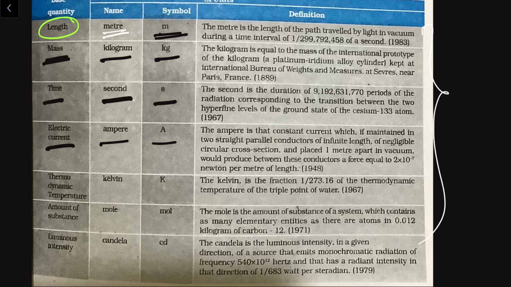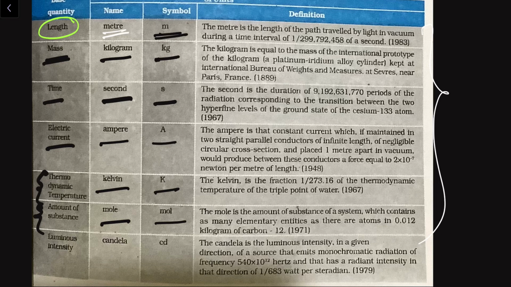Next we have the thermodynamic temperature. In case of thermodynamic temperature, the unit is Kelvin. Kelvin is centigrade plus 273 and the unit is capital K. Then we have the amount of substance. How much amount of substance is there? The unit is mole, and the short form is small mol.